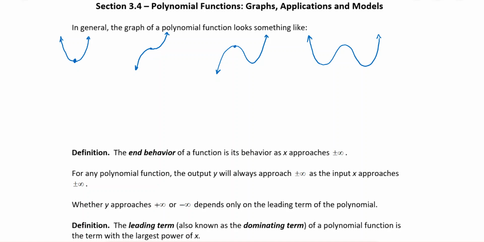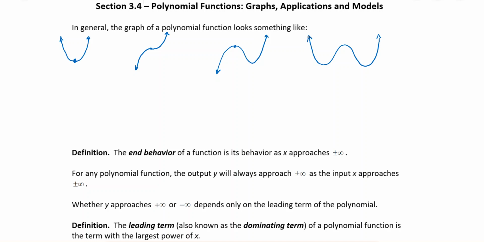What else can a polynomial do besides this? Well, a polynomial can turn. And so in this next example, we start out like x cubed, and then we come to a turning point, and we turn back down, and then another turning point and back up. In fact, we can have as many turning points as we like.